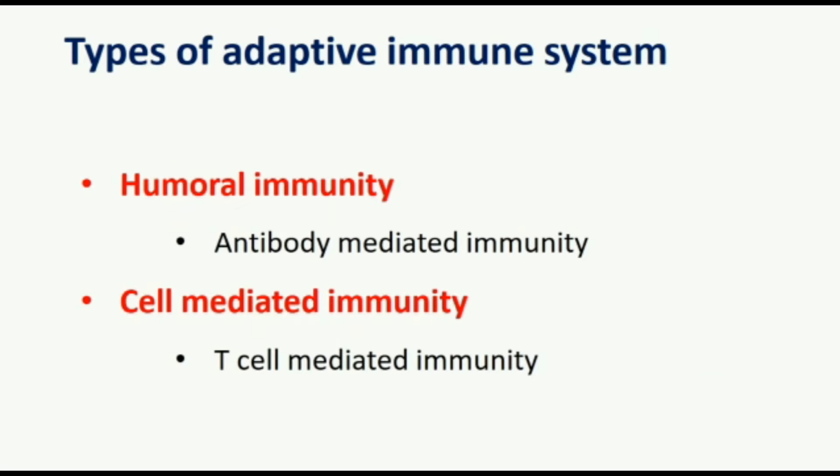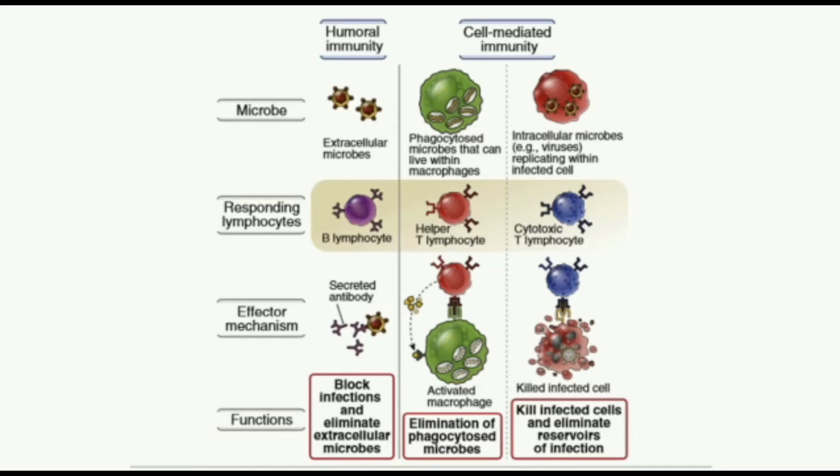Our adaptive immune system is composed of two types of arms: humoral immunity and cell-mediated immunity. Humoral immunity is mainly mediated by antibodies, while cell-mediated immunity is mediated by T cells. If a pathogen enters our body and our innate arm recognizes it within a few minutes to hours, then it accelerates adaptive immunity. Right?